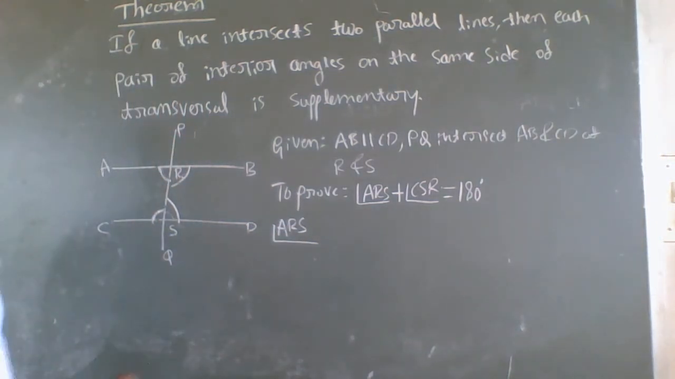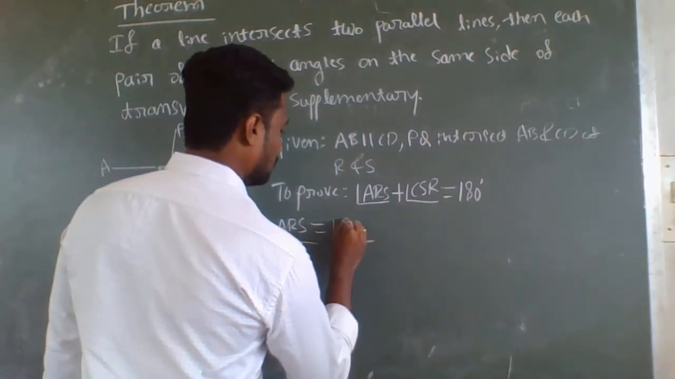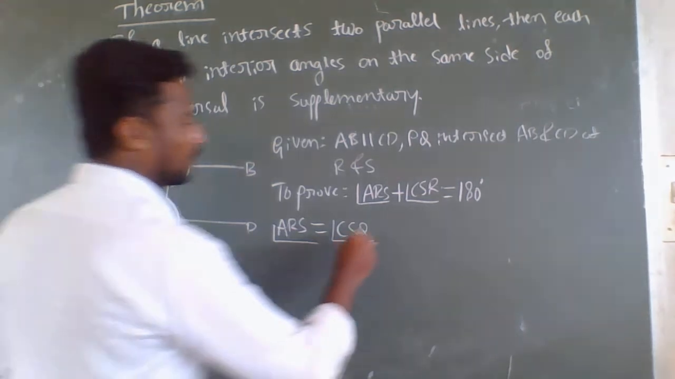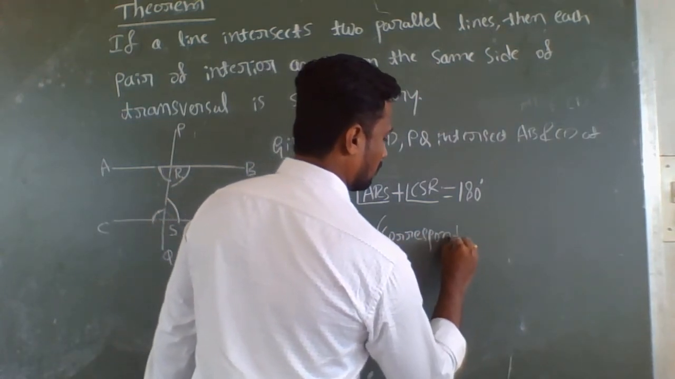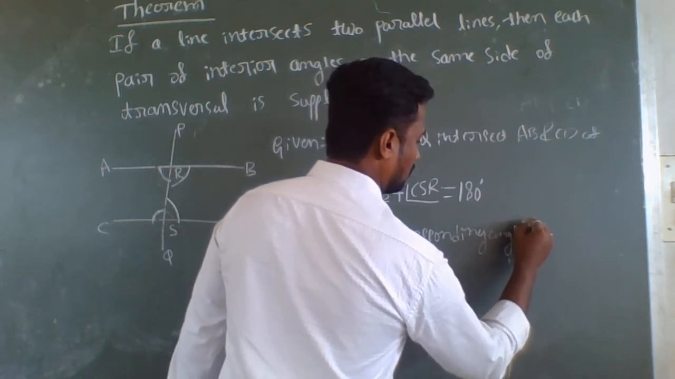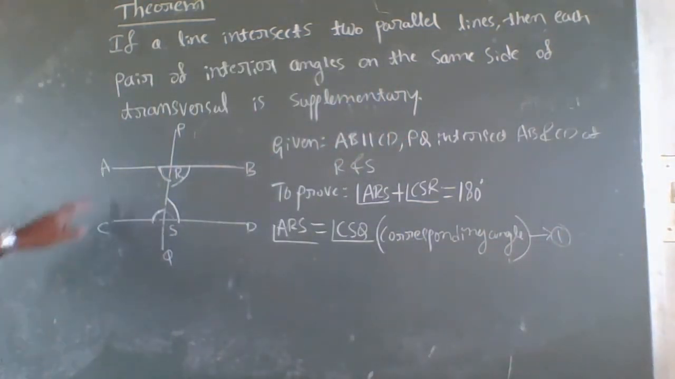Angle ARS equals angle CSQ. Okay. How? Because angle ARS and angle CSQ are corresponding angles. These are corresponding angles. I will consider it as 1. Okay. So here ARS equals CSQ. In the next step, what can I write here?